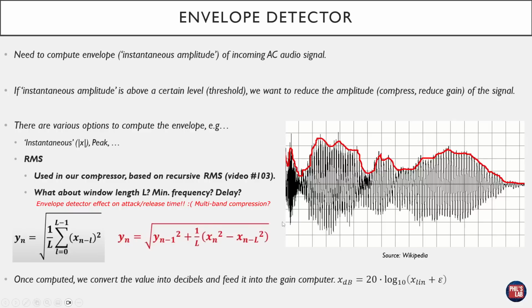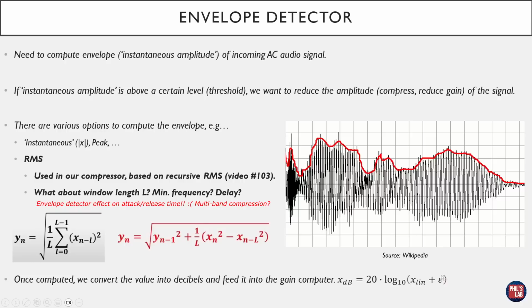But in essence, for our envelope detector, all we want to do, again based on video number 103, is implement this formula in red. Once we've computed our envelope using this recursive RMS, we convert this envelope value into decibels and then feed it into the next stage, which is known as the gain computer. And the formula for converting into decibels is simply taking 20 times log base 10 of our linear input signal.